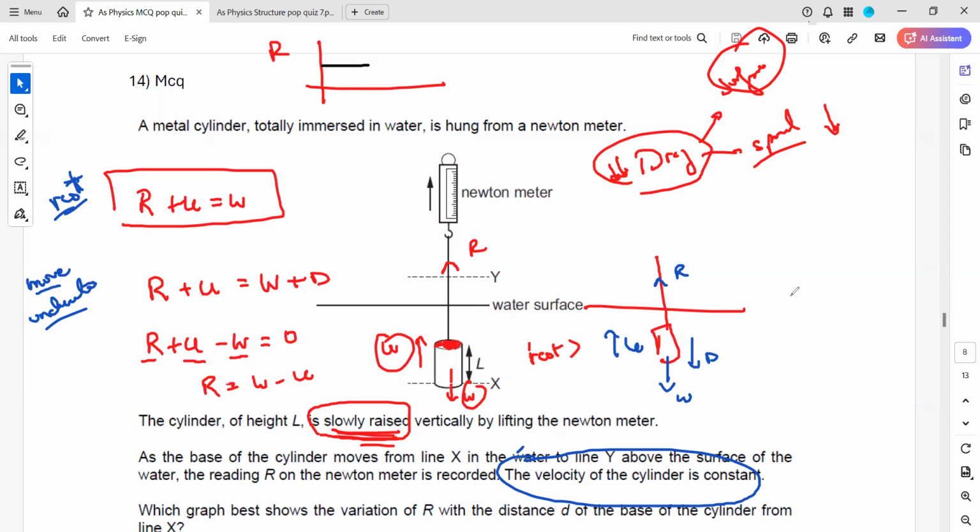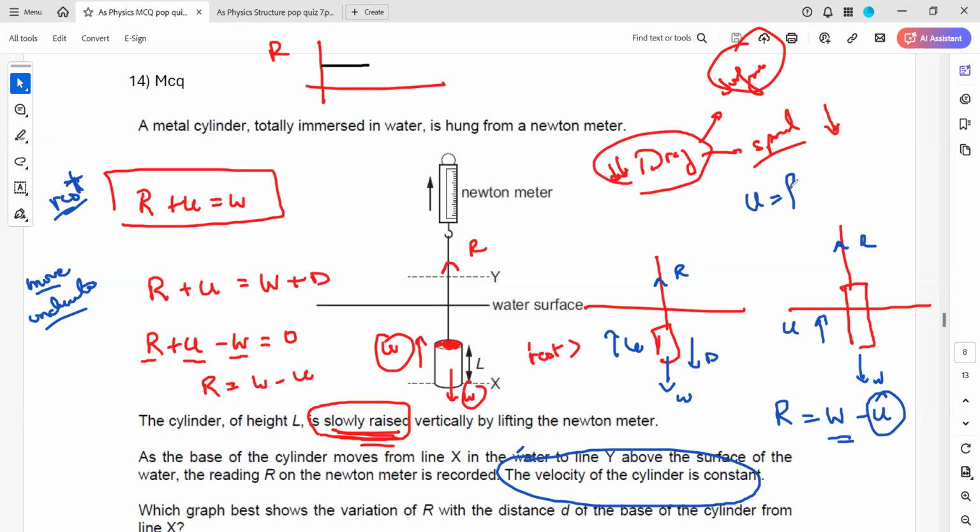Then the second point, when the object is coming out from the water, means some part is inside the water and some part is outside the water. So in that case, what will happen? We have R, the weight and the upthrust, and we know R is the weight minus the upthrust. The weight is not changing, it's a constant, but the upthrust will change. How will the upthrust change?